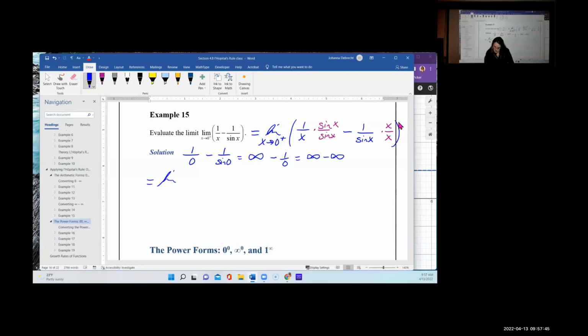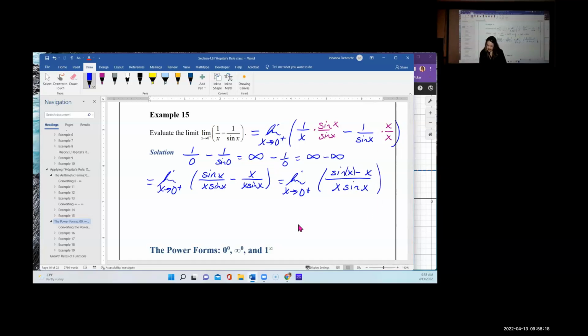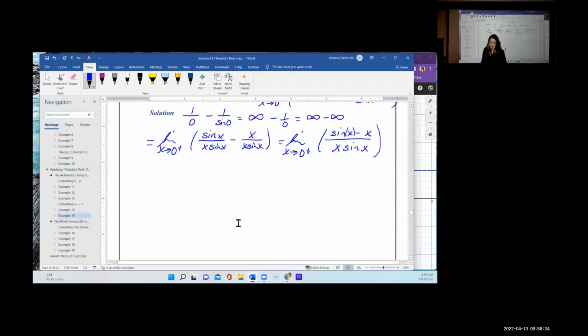So I've got the limit as x approaches 0 from the right. I've got now sine x over x sine x minus x over x sine x, which is a common denominator. So I can write it together. And again, I'm taking more steps than I would by myself because I don't want to lose anybody. Now I would put parentheses around the x or the sine x just to emphasize that that minus x is not a part of the argument of the trig function. You need to make sure it doesn't creep up on there.